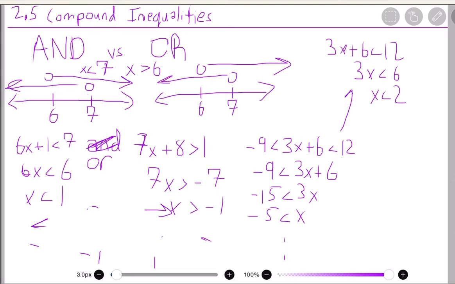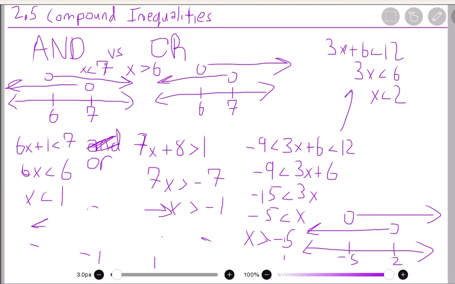Okay, so next, since we need to find the "and" of this, we can plot this on a number line to make it easier for us. So negative 5 and 2. So x is less than 2, and we can rewrite the other one to make more sense: x is greater than negative 5. So we would have this. And since this is an "and" and we're trying to find the intersection, our answer would be negative 5 is less than x, which is less than 2.